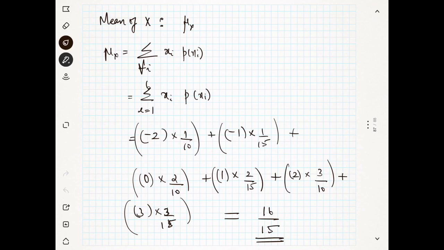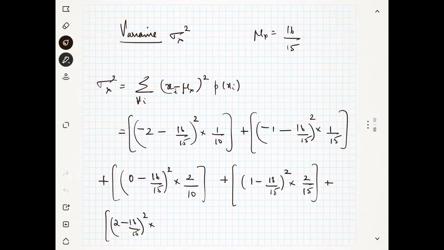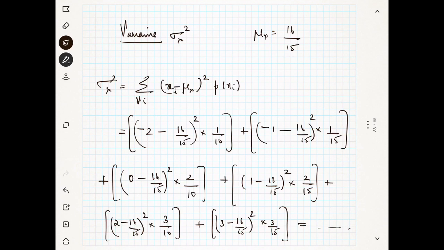Let me check here. Okay, 3 by 10. Then I have the next random variable as (3 minus 16 by 15) the whole square, and multiply with the probability, which was 3 by 15. Okay, so I will get some answer. You can check it out. I'm not going to solve this. So this will be the variance of the random variable.